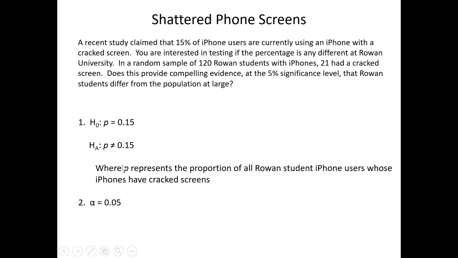Okay, and our parameter that we're testing is now P, a proportion, and this is a proportion of all Rowan students who have iPhones that are cracked. We were told to use the 5% significance level, which is where the alpha equals 0.05 comes from.